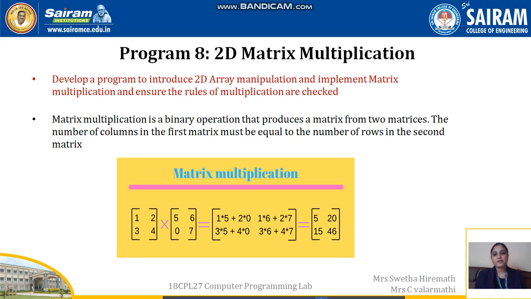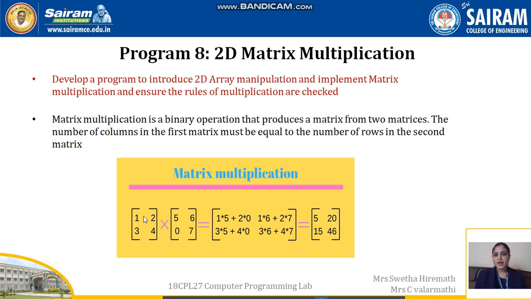Here we have a diagram representing the matrix multiplication. The first matrix consists of four numbers: 1, 2, 3 and 4. This is a 2D matrix, and here again this is also a 2D matrix, matrix B. It consists of the numbers 5, 6, 0 and 7.